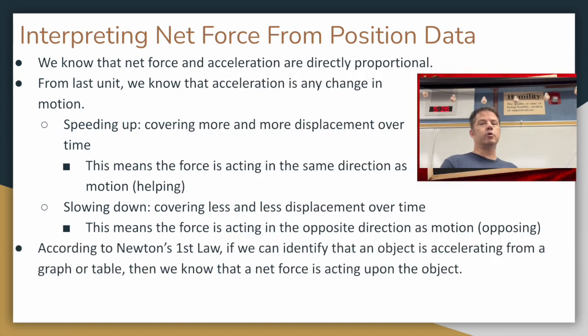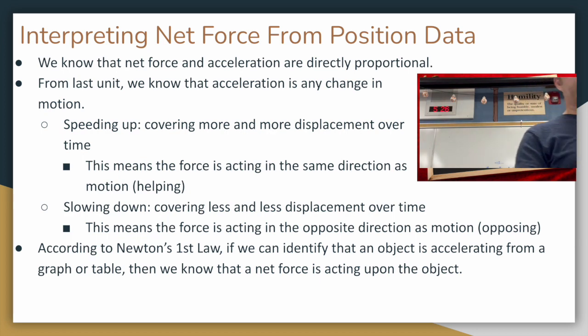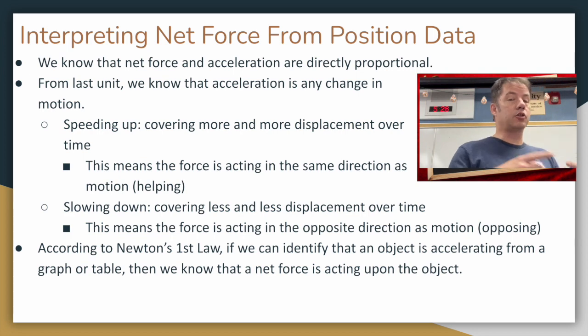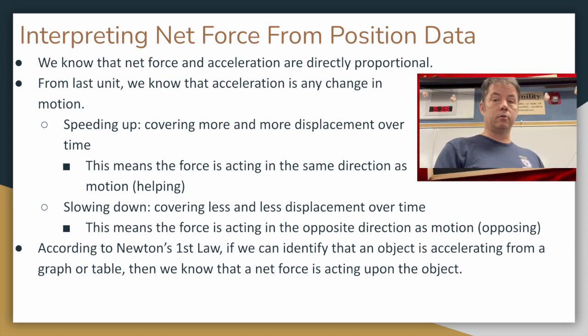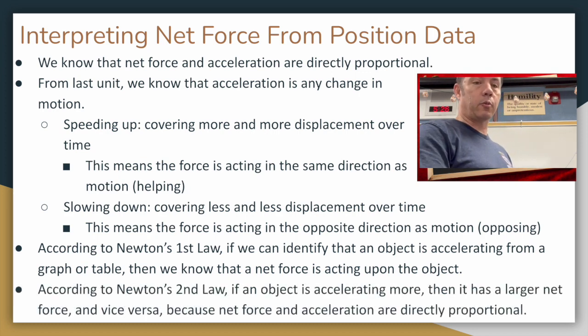Okay, so according to Newton's first law, if we can identify that an object is accelerating from a graph or a table, then we know that net force is acting on the object. So if we can determine that an object is accelerating, we know it has a net force. So that's what we're going to look at. If it's accelerating more, then it's going to have a bigger force. Okay? So let's look at this.